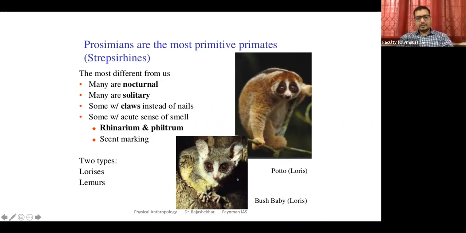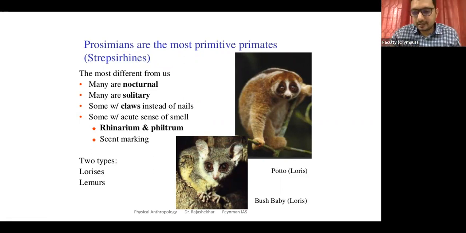So how are they different from us? What type of features do they have? A few features for you to make a note of. The majority of these lorises are nocturnal. They are active at night. So what does it mean? They live in the night; they're actually active in the night time.